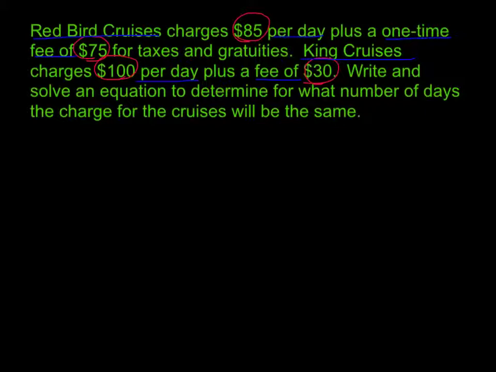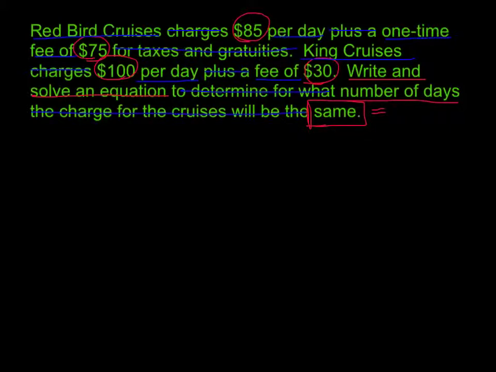Now let's figure out what is the question. Write and solve an equation to determine for what number of days the charge will be the same. So the equation we make for Redbird Cruises and the one for King Cruises, we need them to be equal to each other. We need them to be the same. So I'm going to write the equal sign there. Everything else, I think we can cross out.